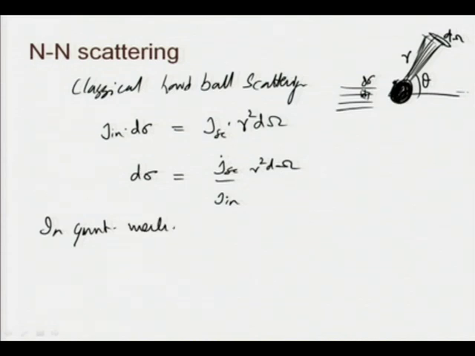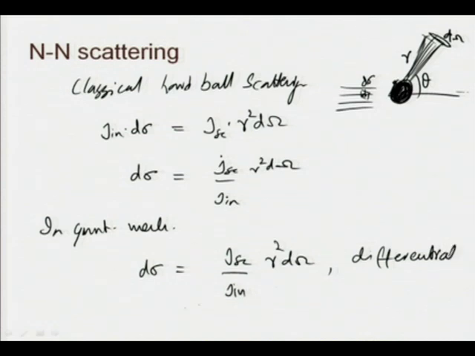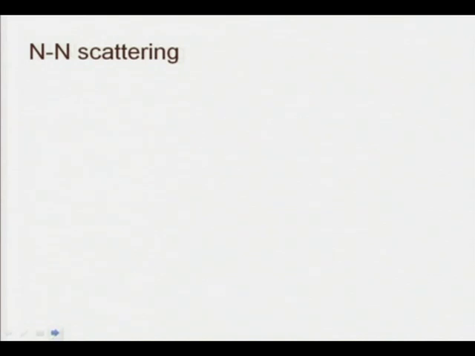And in quantum mechanics, we can define d sigma again as j sc, the probability current, over j in, the probability current of the incident particle, times r square d omega, as the differential cross section. For a wave function corresponding to a particular particle, this will be interpreted as the probability for a particle to scatter into solid angle d omega when it encounters the potential which we have considered. All right, this is the interpretation that we will give here.